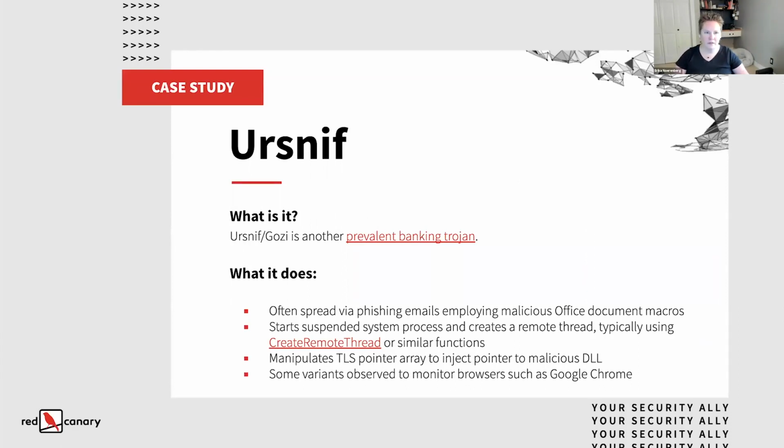It's another prevalent banking Trojan. It's also been named Gozi. Basically a data stealing Trojan in general. It's often spread via malicious Office documents, and it employs similar injection techniques to the other ones that we're going to discuss on the webinar and what Matt's already discussed. But in addition, it also manipulates this TLS, thread local storage directory structure, which we'll talk about in the next slide.